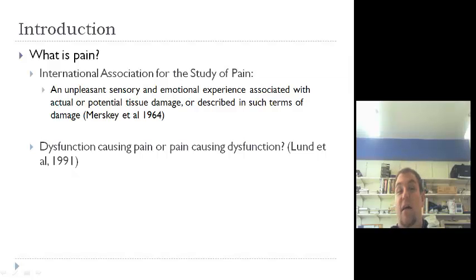Now, the International Association for the Study of Pain definition is still good. It is very broad, though, because, to me, it is an emotional experience when you have pain. It can be associated with actual or potential tissue damage, but there's still something missing to me there.